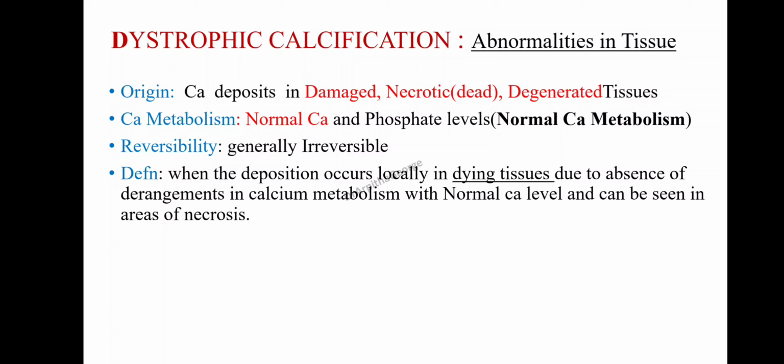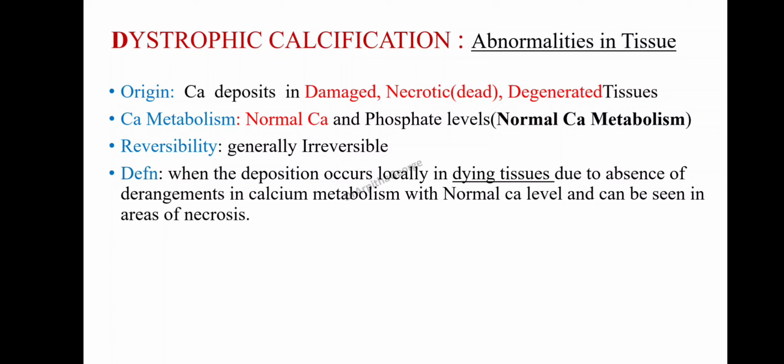Then comes the next point. The reversibility is irreversible. You can't reverse the process. The damage is already done. You can't reverse the process because the deposition is happening in an already dead tissue, right? Necrotic tissue means it is already dead tissue. That tissue is receiving some calcium, which means you can't reverse that process. The tissue is not going to become normal, right?